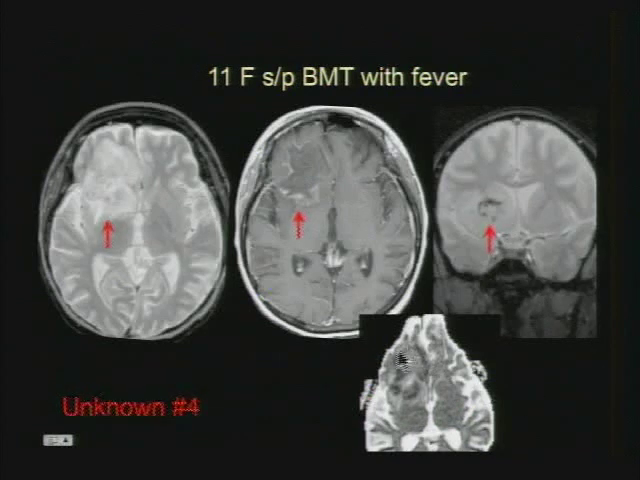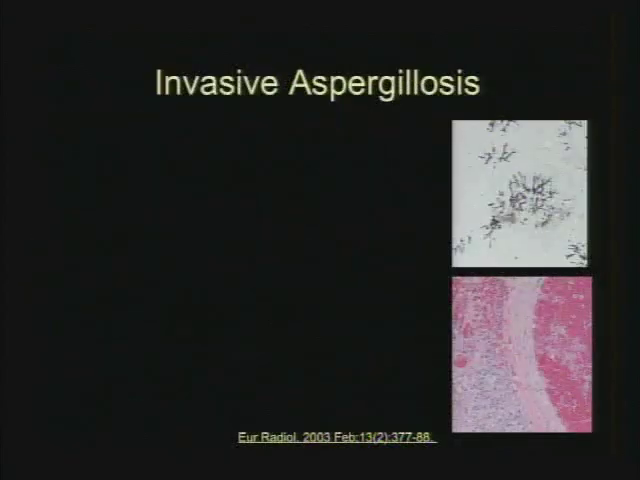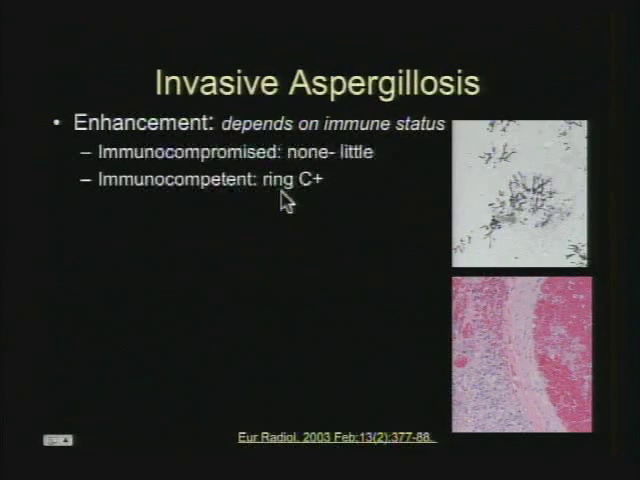When you look here at the diffusion sequence, you can see centrally it's not reduced in diffusion like a pyogenic abscess. And when you have a patient that's neutropenic and you see hemorrhage and very little mass effect, you should be thinking about fungal infections such as aspergillosis. And that's what this is. This is invasive aspergillosis. The enhancement is really going to depend on immune status.